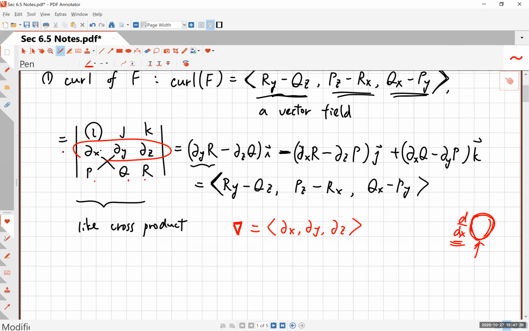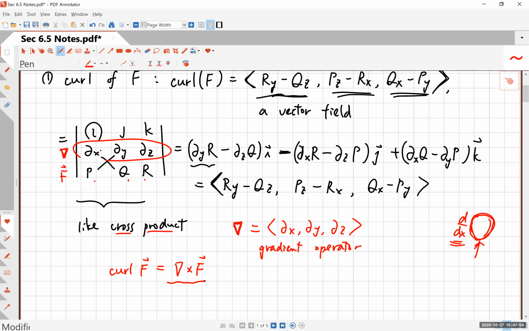So because the second row is the gradient operator, and the third row is the vector field F, often curl of F is written as the gradient operator cross F, because it is like the cross product of the second row and the third row.